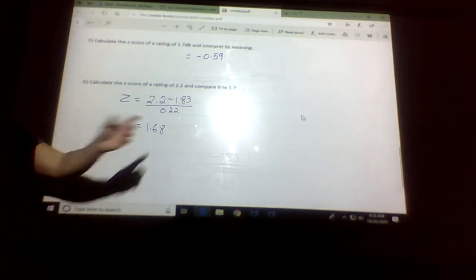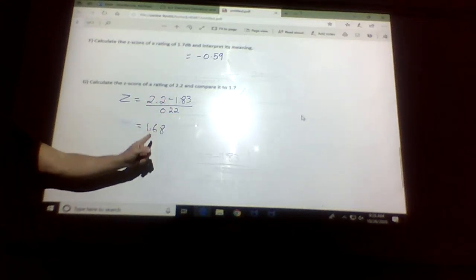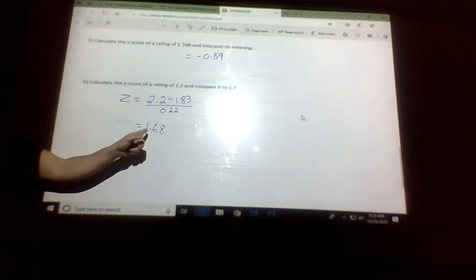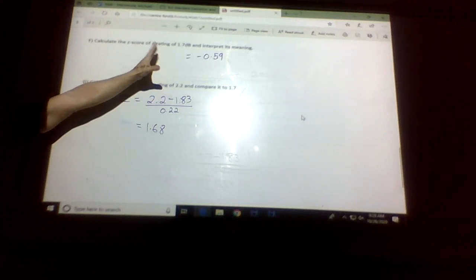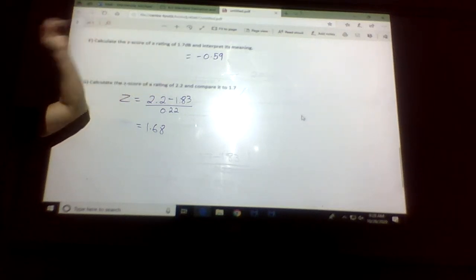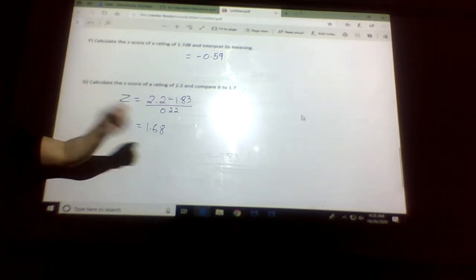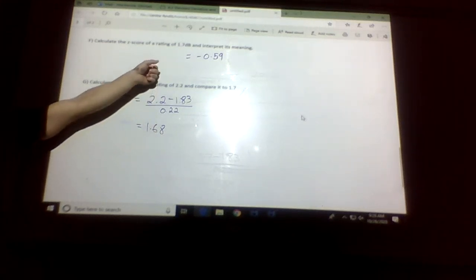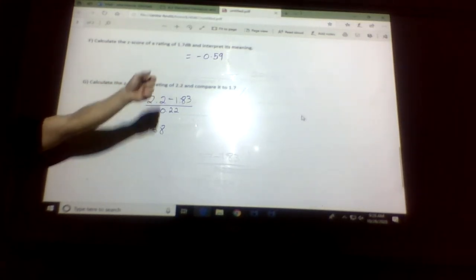Okay, so when you calculate for 2.2, you get a z-score of 1.68. It says compare it to 1.7. All I want you to say is this one is much further away from the average than the original one, just looking at the number. Don't worry about positive or negative. So 1.68 standard deviations away means it's much further away from the average than 0.59.